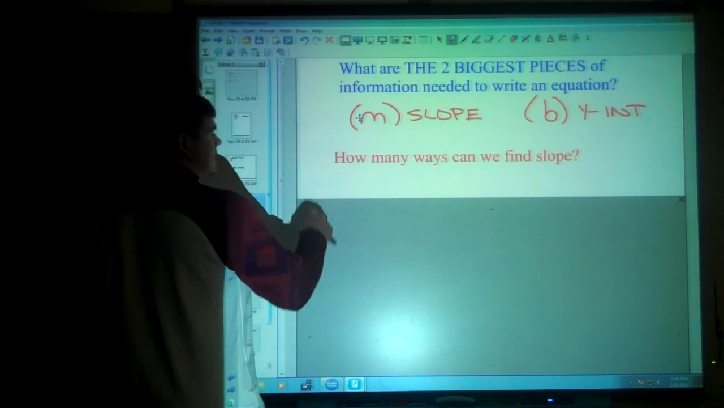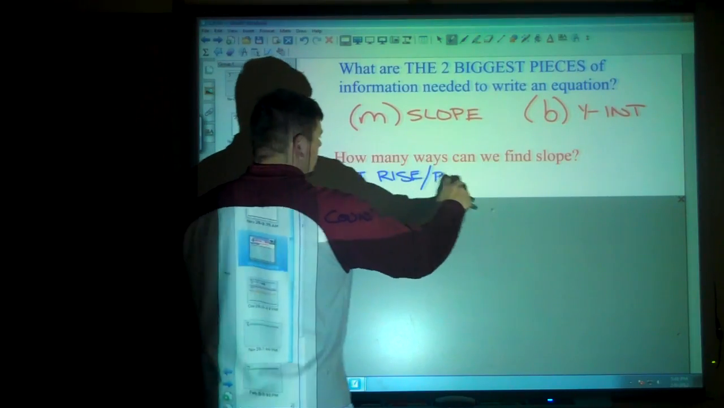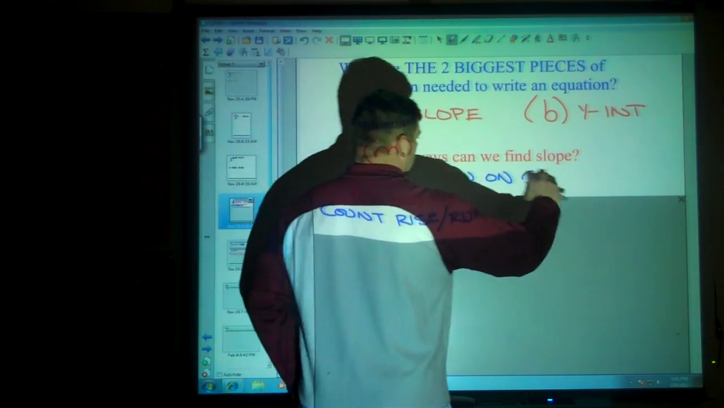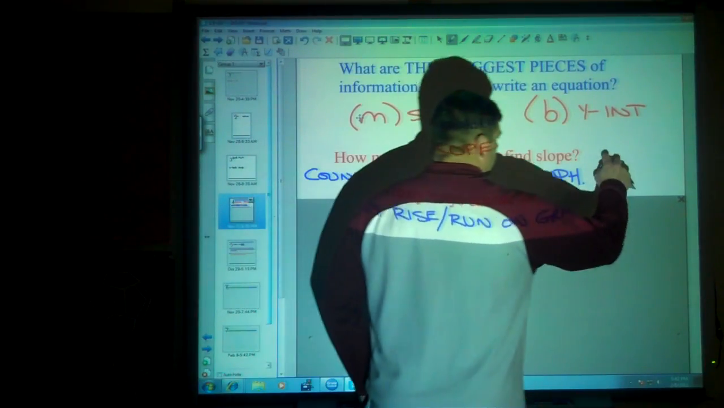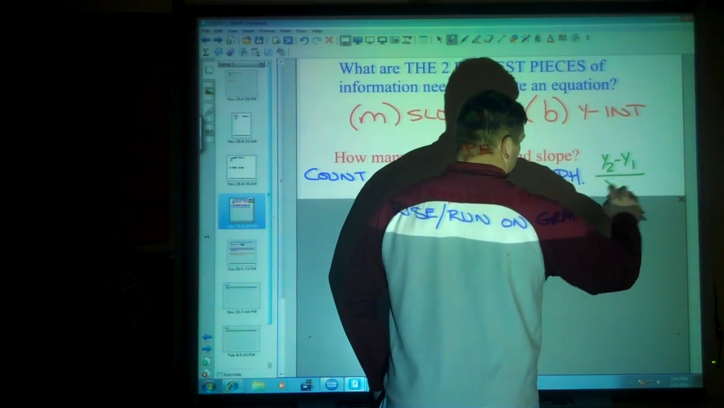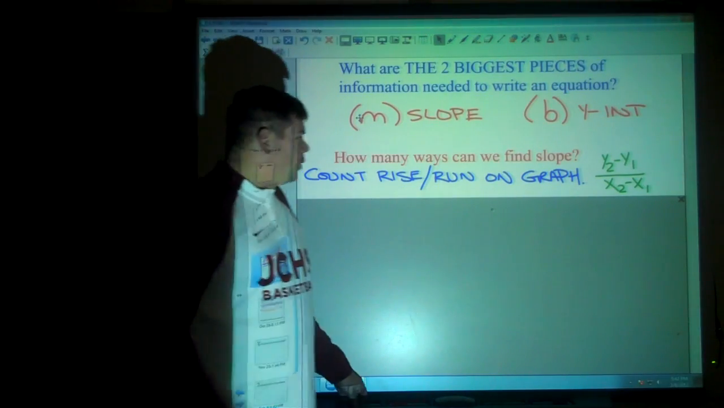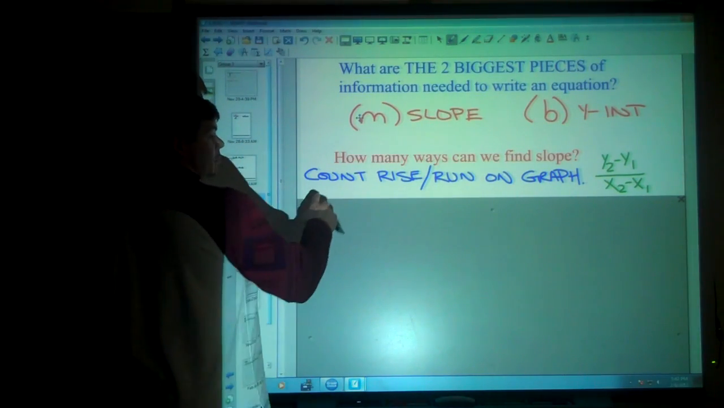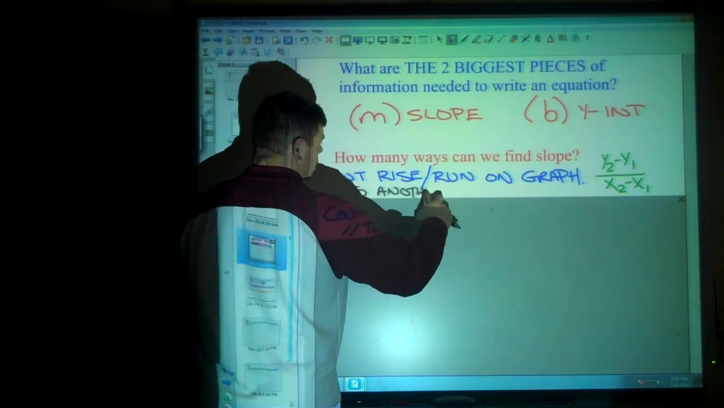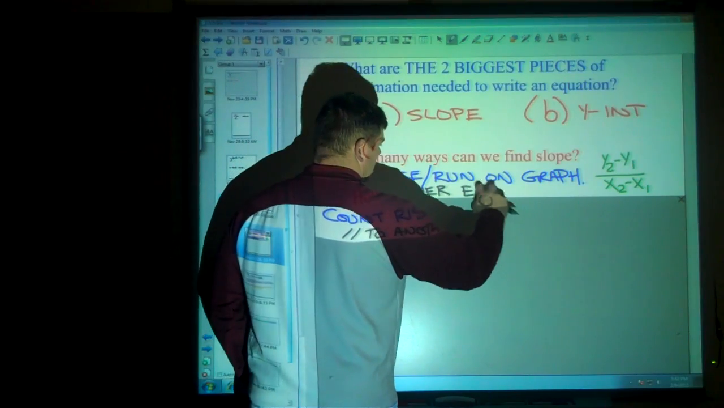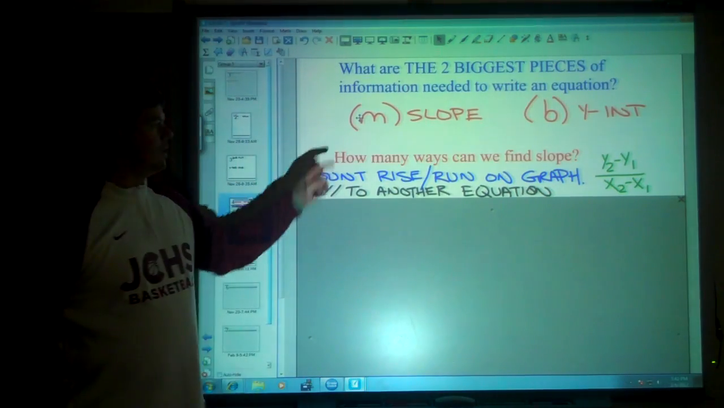Well, we know that we could count rise over run on a graph. That's one method. We could also use y sub 2 minus y sub 1 over x sub 2 minus x sub 1. We could use the slope formula. And there's one more that we sometimes don't think about. We could be parallel to another equation. So we actually have three different ways that we could find the slope.